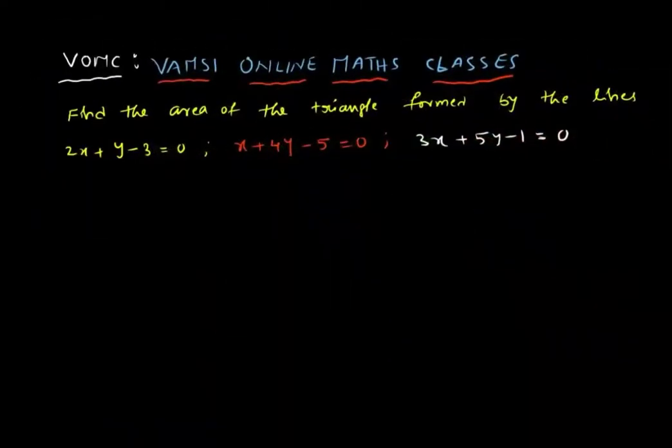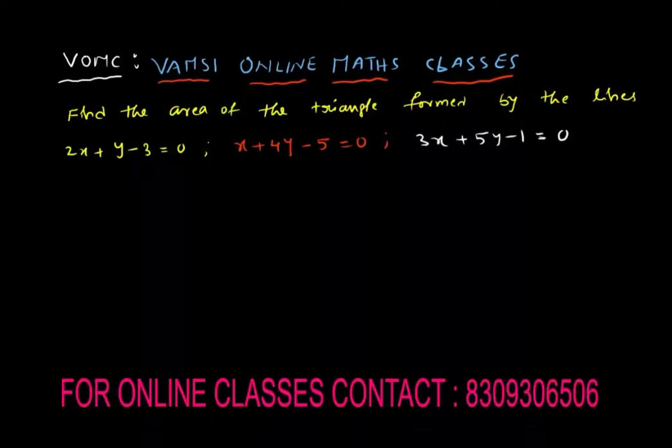Come to this example problem. Find the area of the triangle formed by the lines 2x plus y minus 3 equal to 0, x plus 4y minus 5 equal to 0, 3x plus 5y minus 1 equal to 0. First of all, we have to find the a1, b1, c1 values. So write it down. A1 value is 2 and b1 value is 1, c1 value is minus 3 from the first equation.